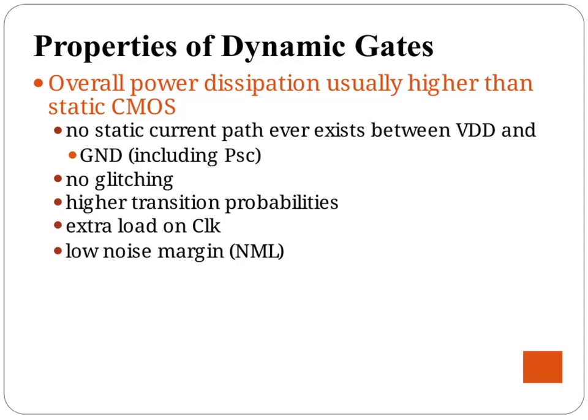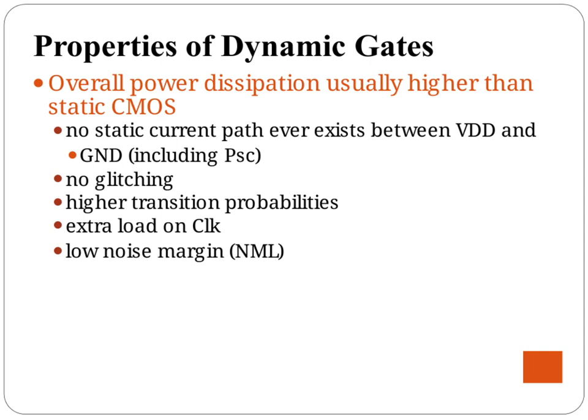Let's delve into the properties of dynamic gates. First, it's important to note that overall power dissipation in dynamic gates is usually higher compared to static CMOS. This might seem counterintuitive at first, but it happens because dynamic gates don't have a static current path between VDD and ground, meaning there's no continuous current flowing when the gate is steady, which theoretically saves power.